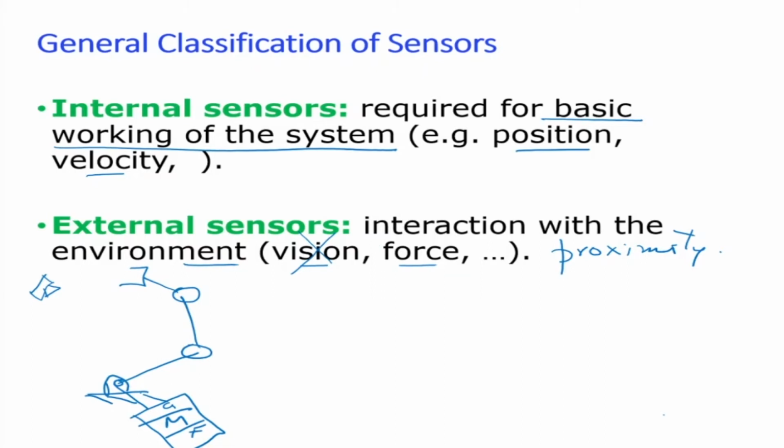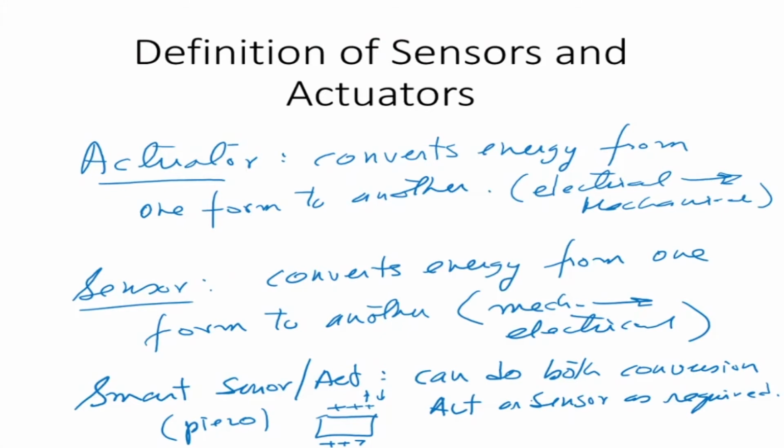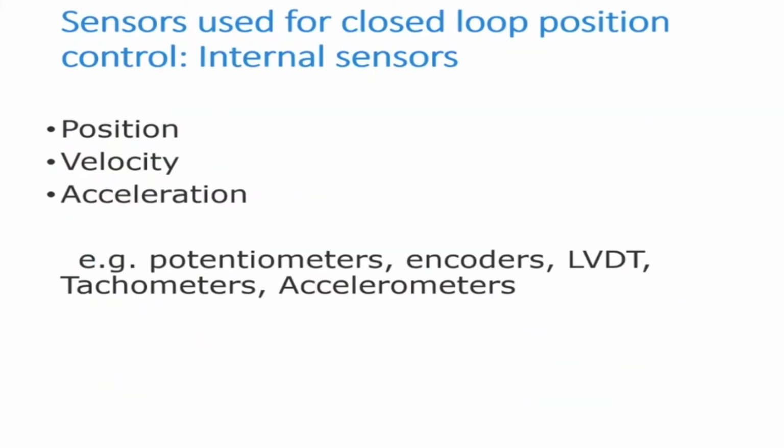Now we'll start off with internal sensors, and then we'll proceed to external sensors. Sensors used for closed loop control are called internal sensors. In a closed loop control system that we saw, you need to sense the position, the velocity, and the acceleration. These sensors are called the internal sensors.